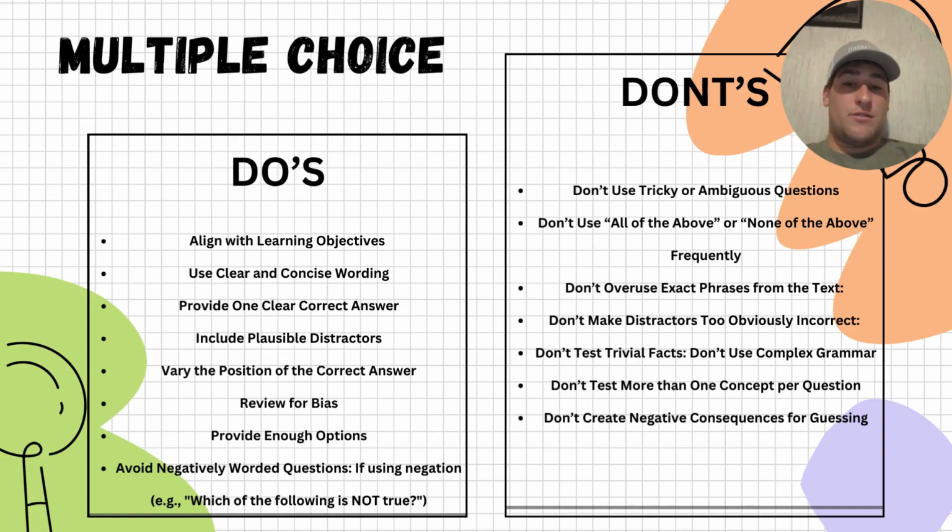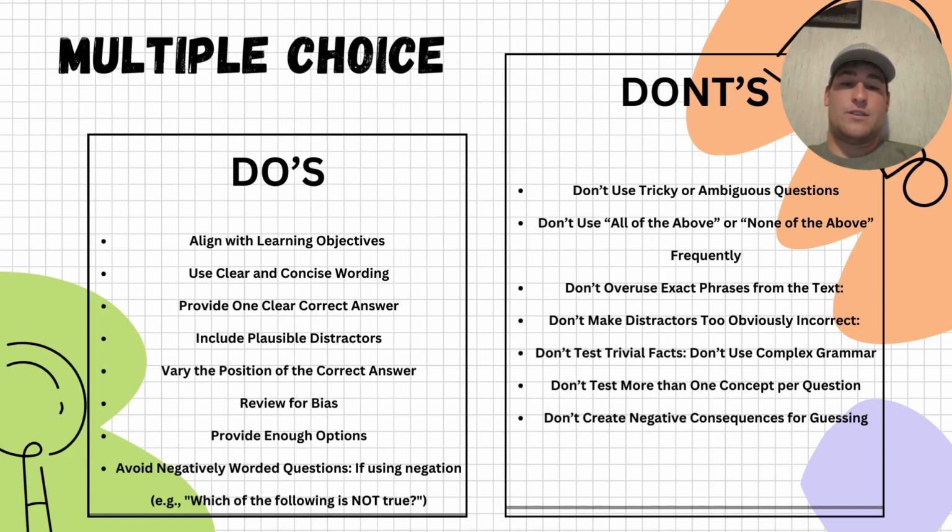Don't use all of the above or none of the above frequently. You can do that once in a while, but if you use that too often, it starts to become a problem. Don't overuse exact phrases from the text. Try and make your own. Summarize from the text. Don't make your distractors too obviously incorrect. Like I said with the do's, make sure that your distractors relate to the question that you're trying to do.